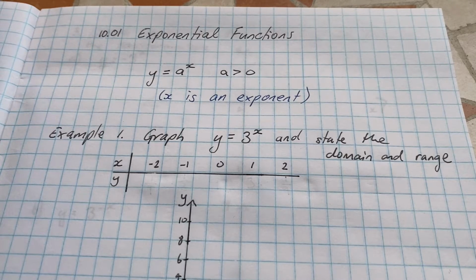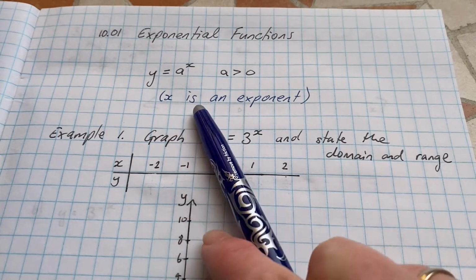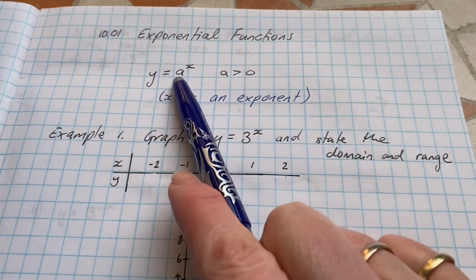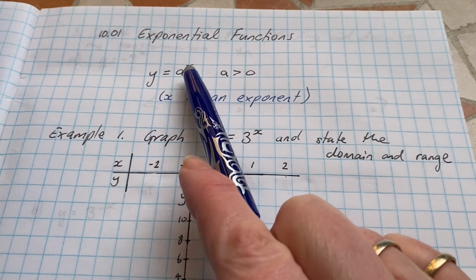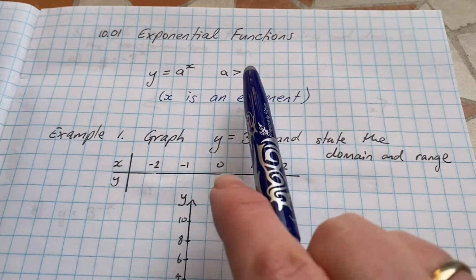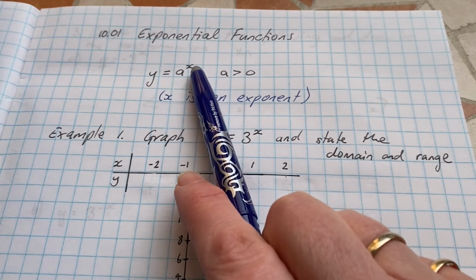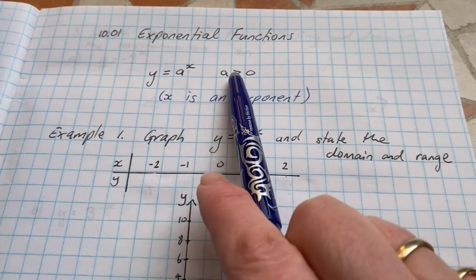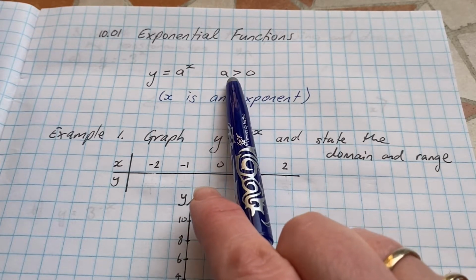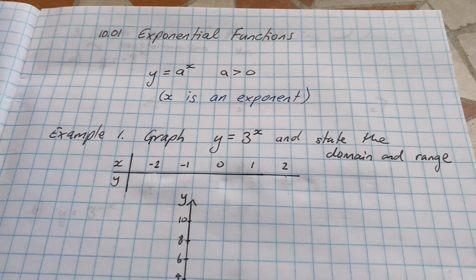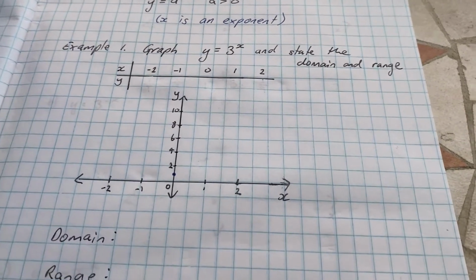Okay, exercise 10.01 is about exponential functions. Now, an exponential function is anything in this form where a is a positive number and x is an exponent, right, or an index or a power. You might be curious to have a little play with what happens when a is negative in Desmos. It's a bit crazy.